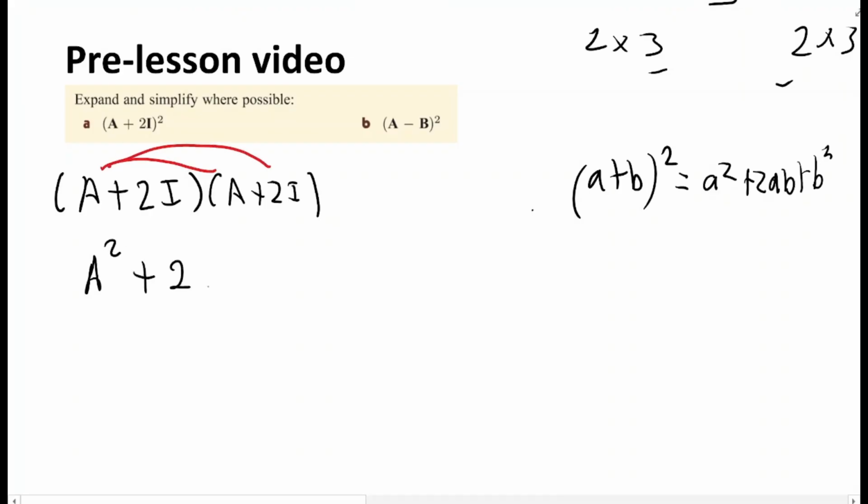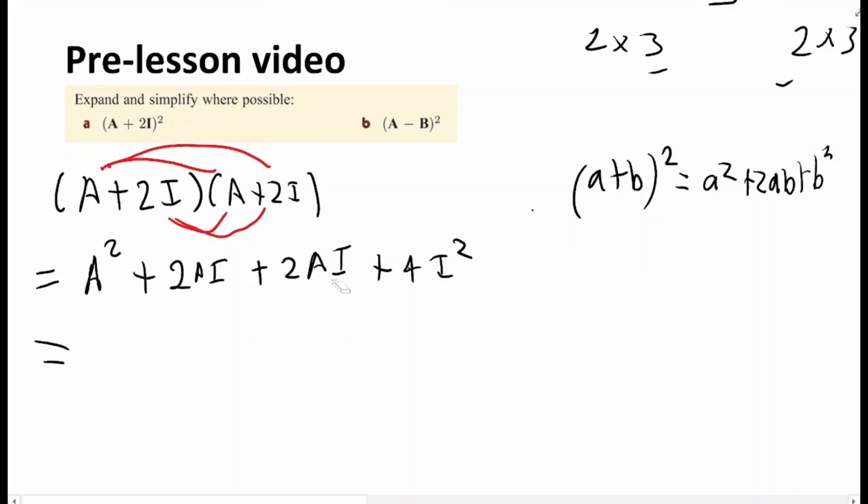plus 2AI plus 2AI plus 2 and 2 gives us 4, so that's 4I squared. Now, I've really, on purpose, done something wrong on this line. I'd really like you to see if you can figure it out before I say what it is. So if you do want to do that, pause the video.